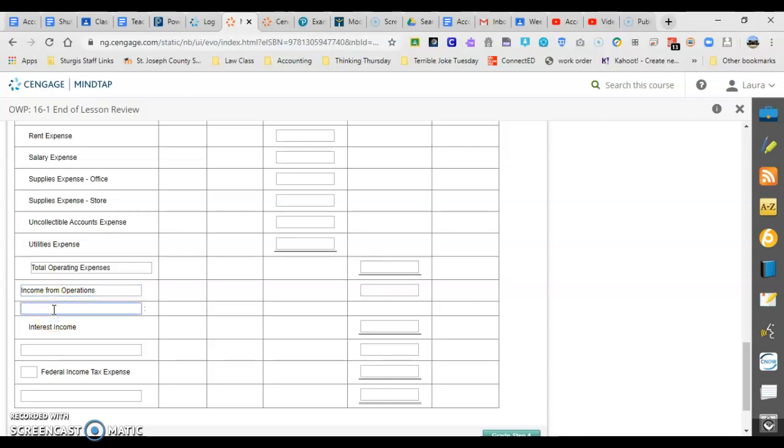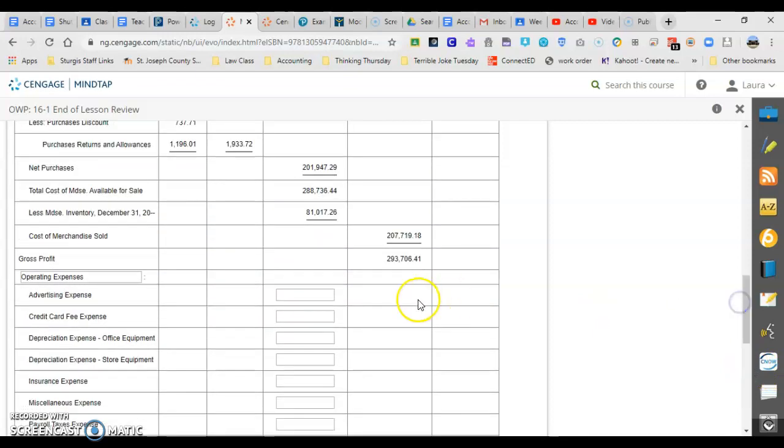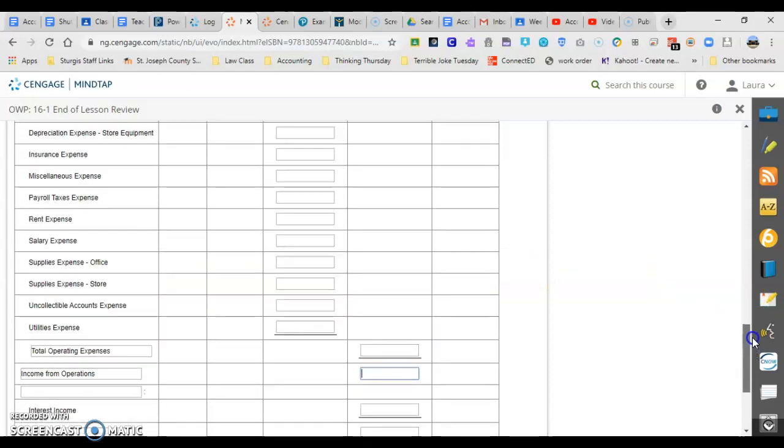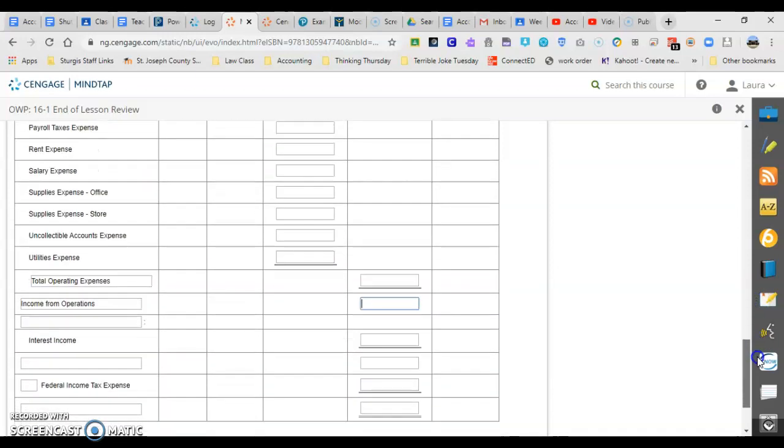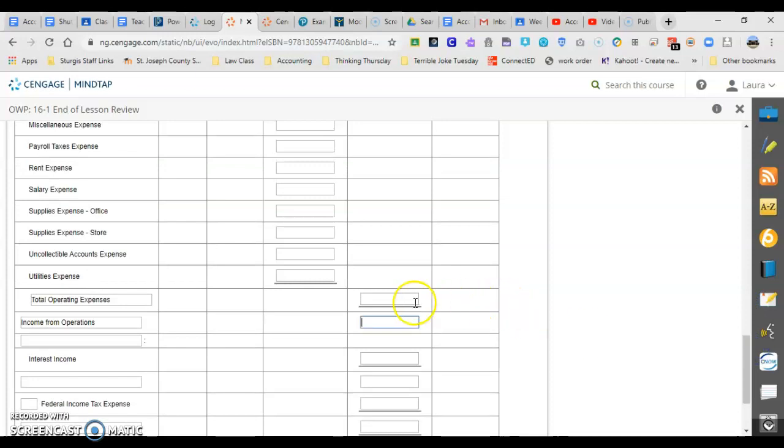Chances are in the real world you'll do automated accounting, where once you enter your adjustments, it'll calculate your income statement and your balance sheet for you. So I just want you to know the basics of it. You'll get your income from operations by taking your gross profit, how much you made off of just selling the items, minus your total operating expenses.